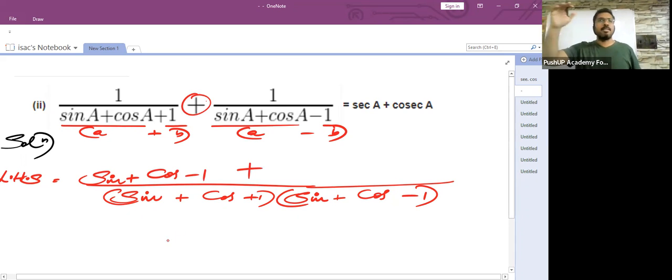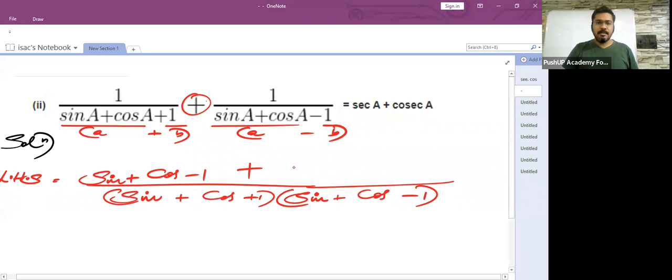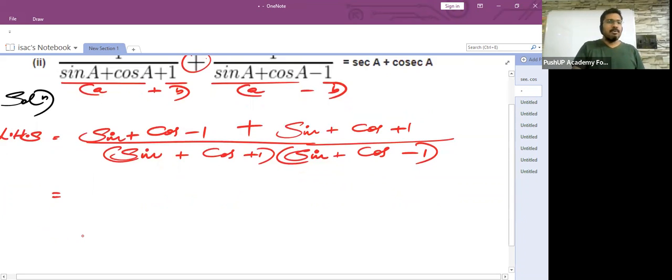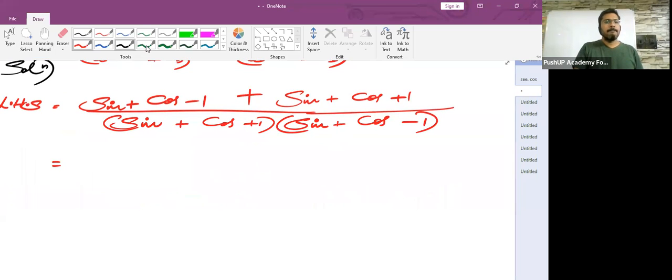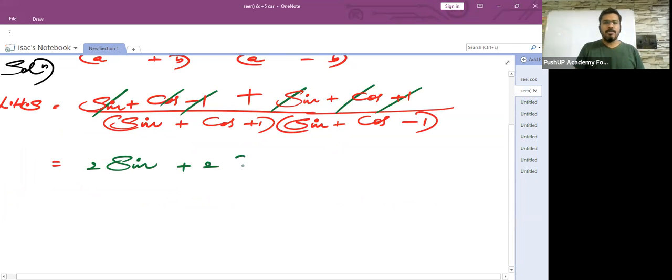Again, apply the LCM method on the second denominator. Sine plus cos minus 1, sine plus cos minus 1 will get eliminated. What is left? Sine plus cos plus 1 is left. This is equal to, now you have to start simplifying it. Children, minus 1 plus 1 cancel. Sine plus sine gives you 2 sine. Cos plus cos will give you 2 cos.